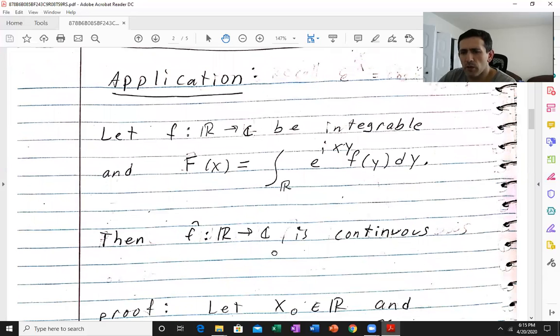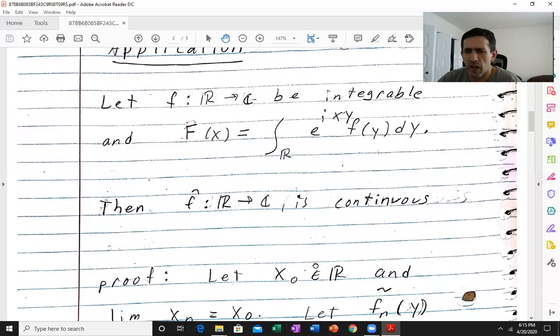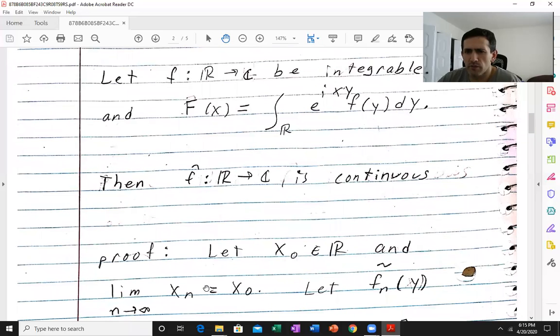So how do we do this? We're going to use the sequential criterion for continuity, the equivalence of continuity involving sequences that converge to some x0. We're going to prove f hat is continuous at x0 by looking at a sequence x_n converging to x0. What we're going to do is prove that f hat of x_n converges to f hat of x0.